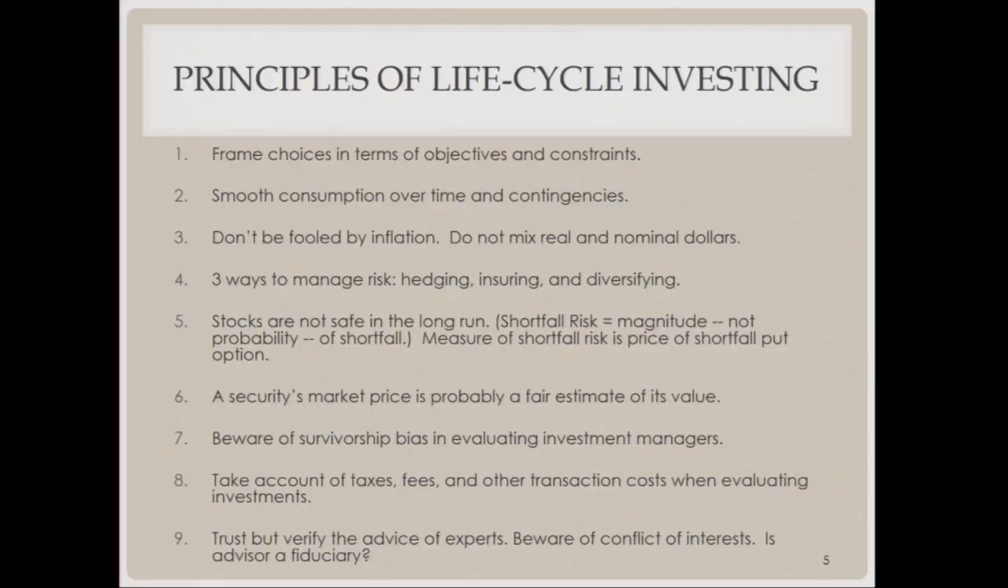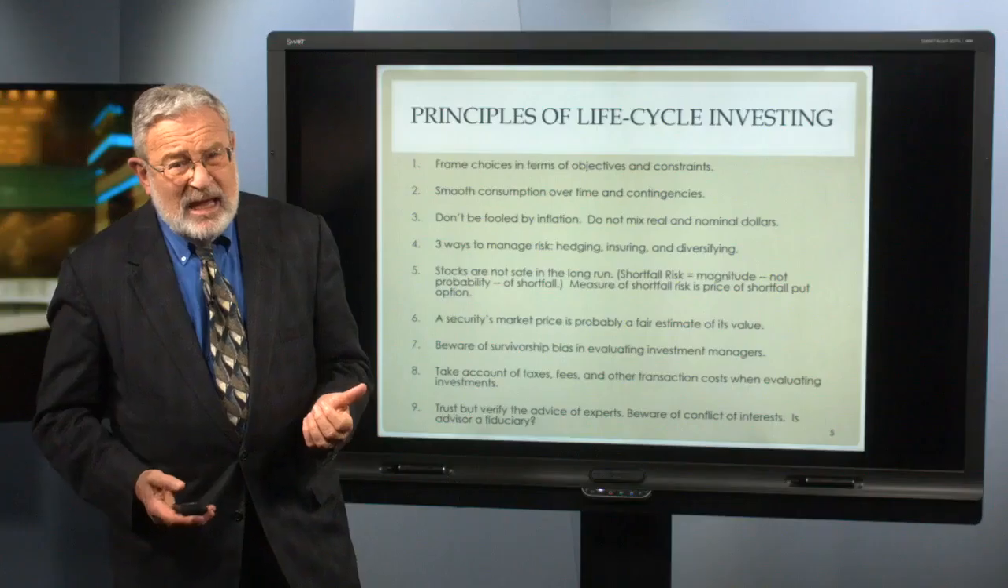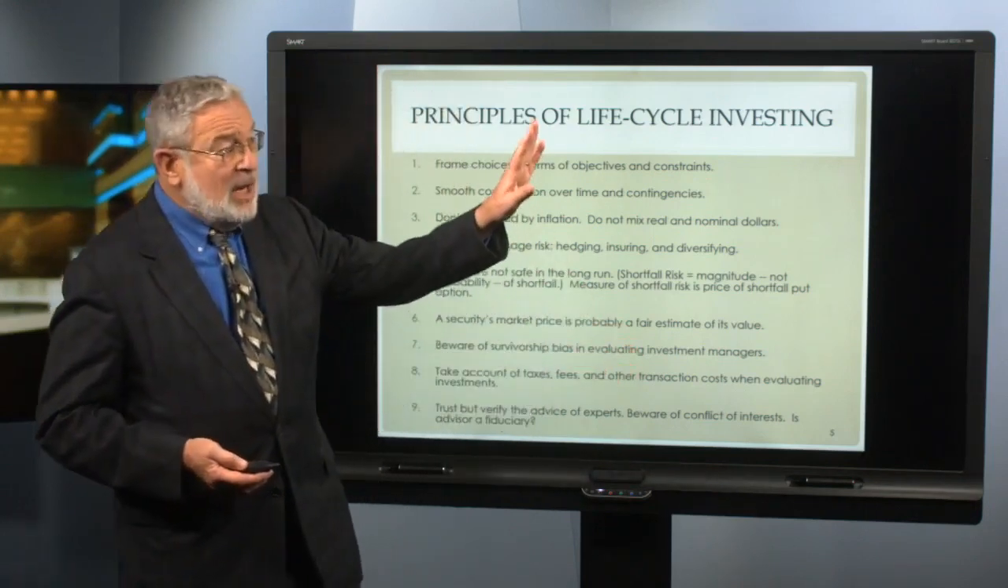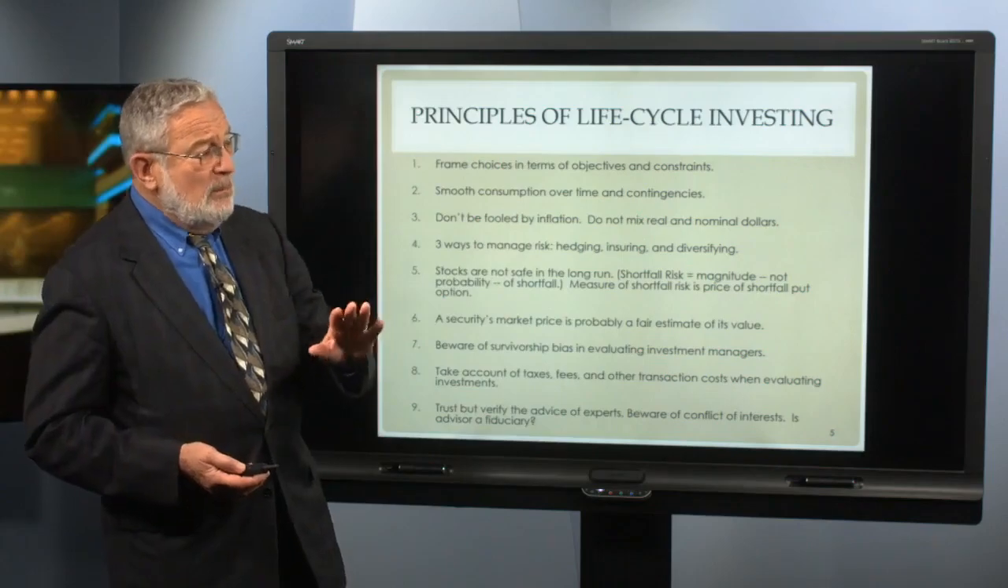So first of all, you always want to frame your choices in terms of objectives and constraints. That is to say, it's sort of the no free lunch principle. You're going to be constrained by your total wealth, by your income, and many other things. And the first thing you have to worry about in planning is that the plan you've come up with is feasible. Not necessarily optimal, but feasible.